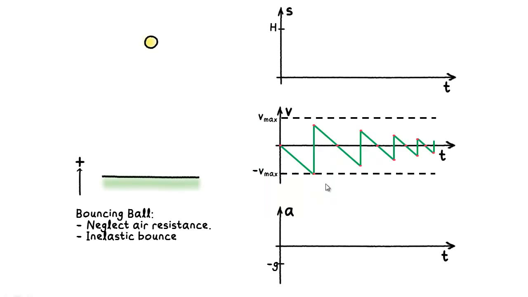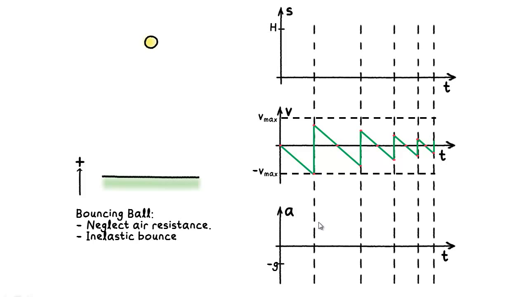Now that we have our VT graph, we can figure out the acceleration time graph. So the acceleration is going to be negative 9.81 meters per second squared all the time, except during the collisions. During the collisions, you have a very large positive acceleration.